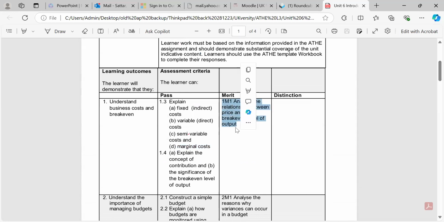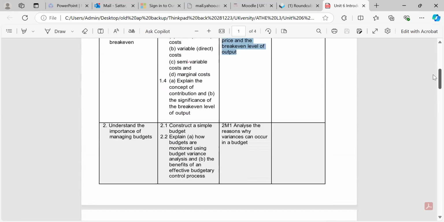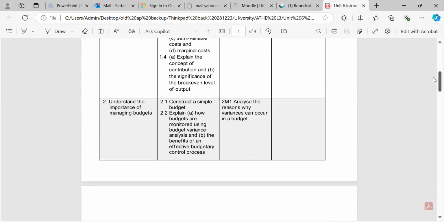Each lesson will go through one learning outcome, and then we have a merit criteria. We look at the effect of changing the price, what effect it will have on the break even. I'll go through the formula.